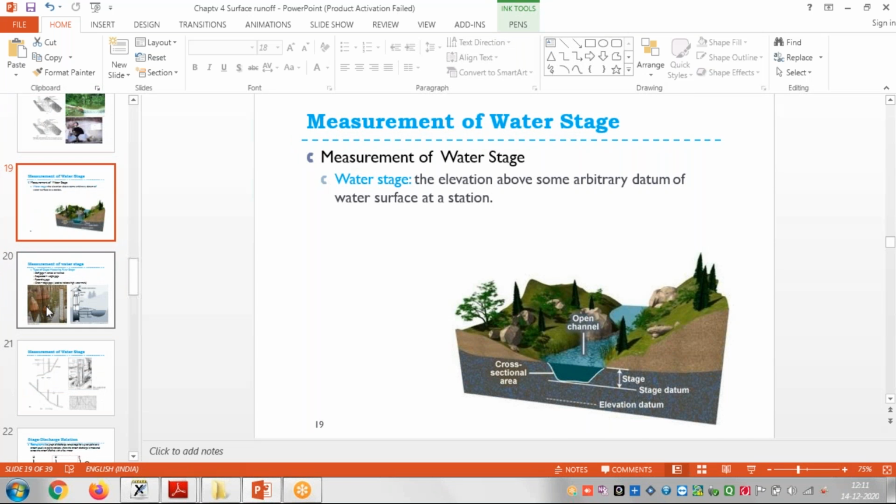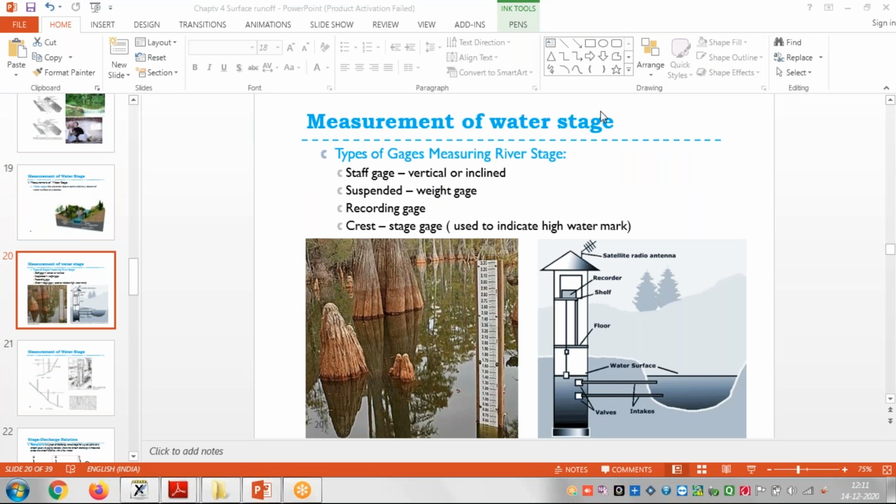So here you will see this diagram. Here there are a number of types of staff gauge. First, types of gauges for measuring the river stage. River stage means measuring the height of water in the river. So first is the staff gauge, which may be vertical or inclined, right? The second one is the suspended or weight gauge.